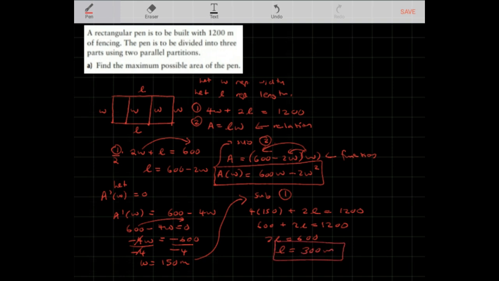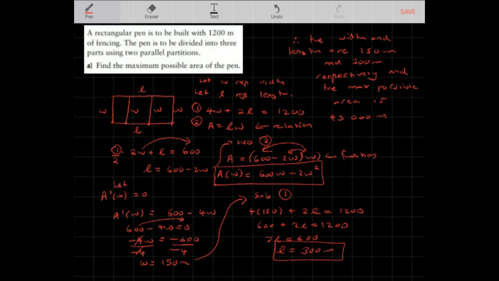So therefore, the width and length are 150 meters and 300 meters respectively, and the maximum possible area is basically length times width. So we do 300 times 150, and we should get 45,000 meters squared. Okay, so that's how we can basically optimize area, right? By using the first derivative test.